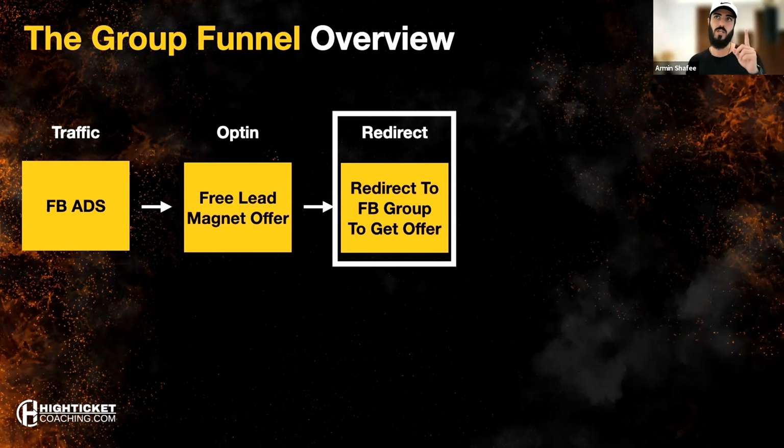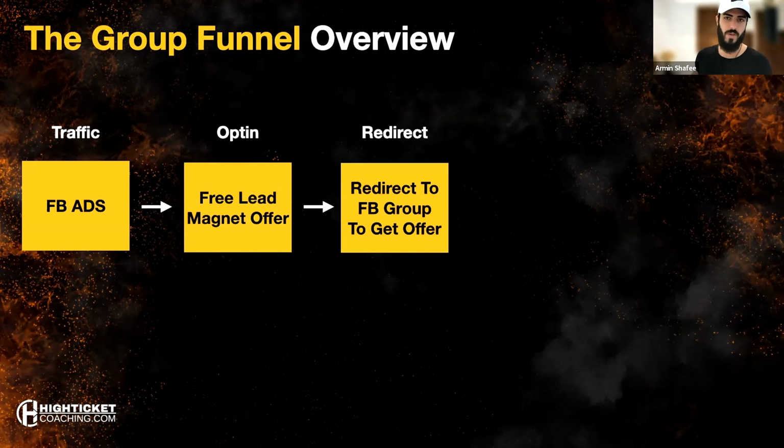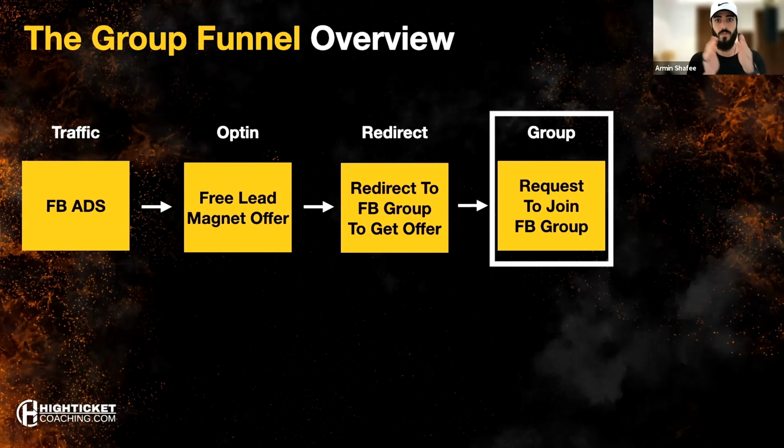Or you can be like, I sent you the thing, join my group as a bonus. So you redirect them to your group. Or you could say, go to the group to get it. I've done both. There's ways to do it based on your situation. What's the best way to do it? So you redirect them to the Facebook group to get the offer. So you redirect them there. Then they go into request to join the group.